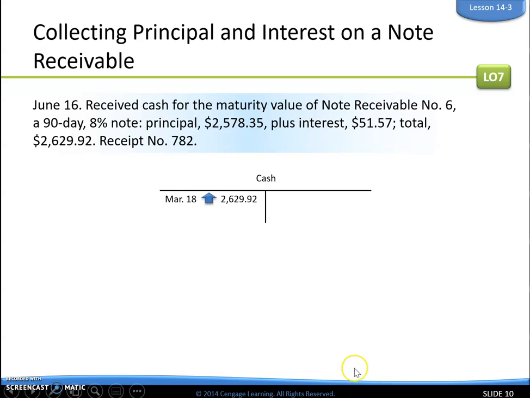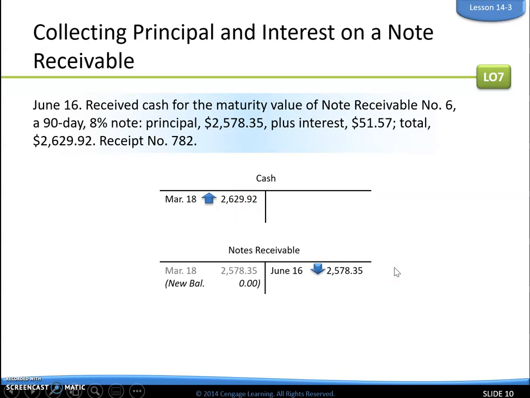So first thing that we're going to do is we're going to debit cash because we're receiving cash, and we are receiving cash in the total amount. This is our total amount. Okay, so debit cash. Then we're going to credit notes receivable for the principal amount. So this is what we were owed for that note. Okay, so we're going to credit notes receivable. This is what we are owed.